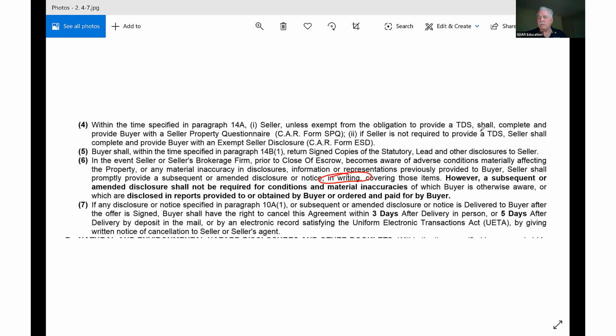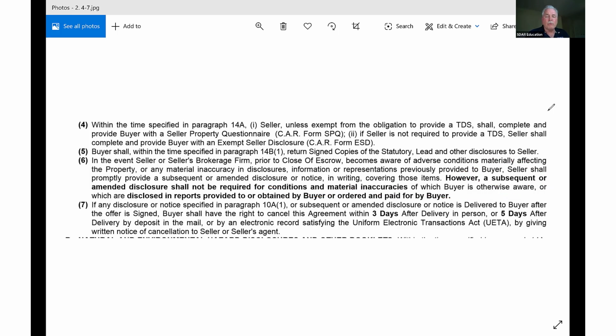And so I made that point clear. I want to show you now what happens where a subsequent or amended disclosure shall not be required for conditions and material inaccuracies of which the buyer is otherwise aware. So in other words, they do a physical inspection, they have a manometer reading, they have a geo, they have something done to the property. So something else that triggers the buyer's awareness does not trigger the right to rescind. It may trigger a contractual right to cancel, but not the right to rescind. And remember, as we said in the very beginning, rescission is a very powerful word of law. It says put the parties back where they were before the contract, and everybody goes away.